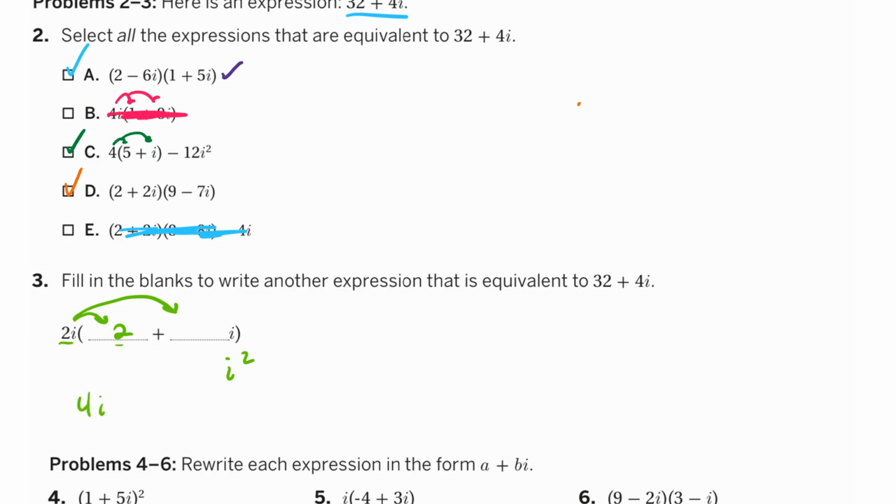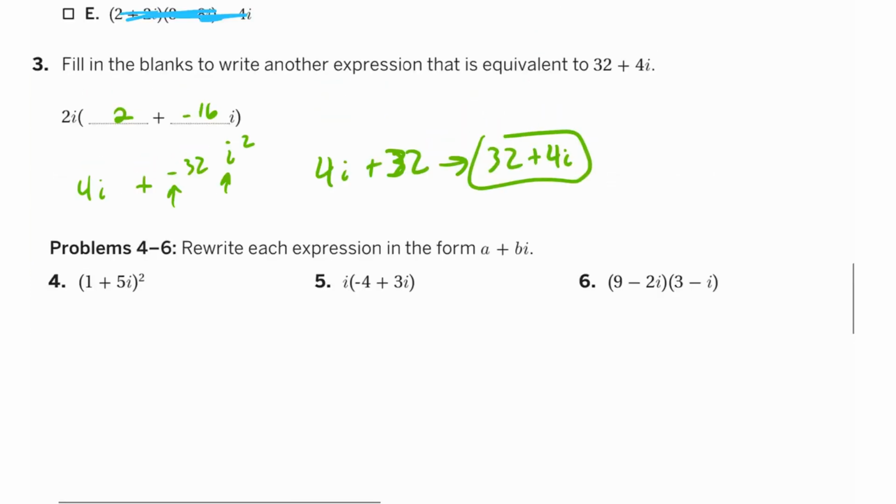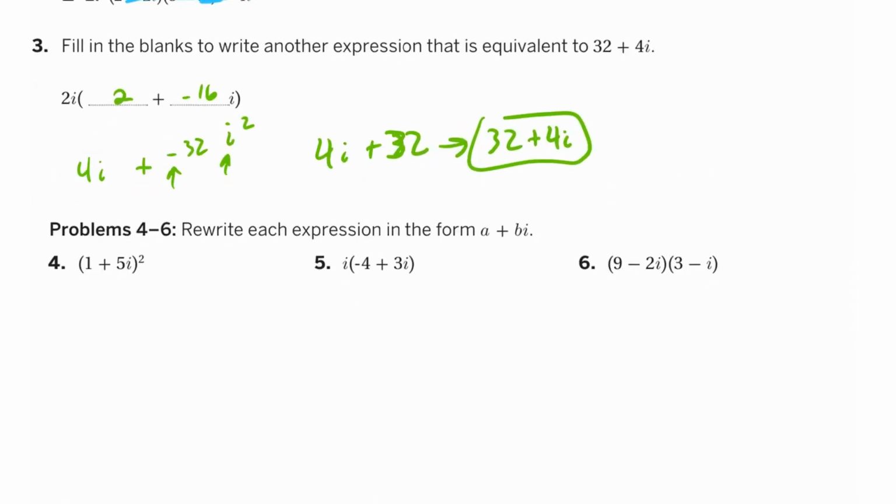And then I want to put here negative 16 because when I distribute that, I get plus a negative 32i squared, which the i squared and the negative cancel out here, giving me just 4i plus 32, which when I rearrange, matches up perfectly. So I put 2 in the first spot and negative 16 in the second spot. But there's lots of different answers that you could do, I think. Actually, that may be the only one, but I don't know. You could surprise me.